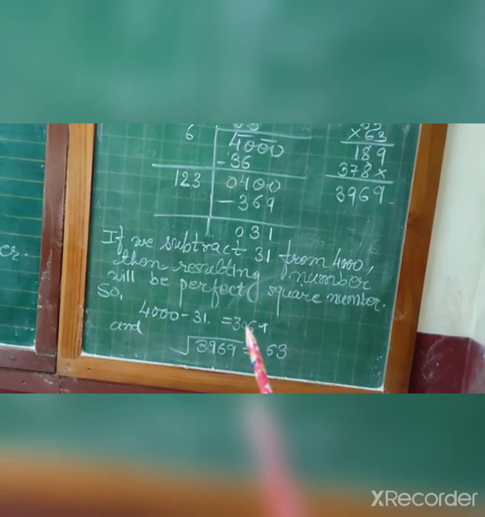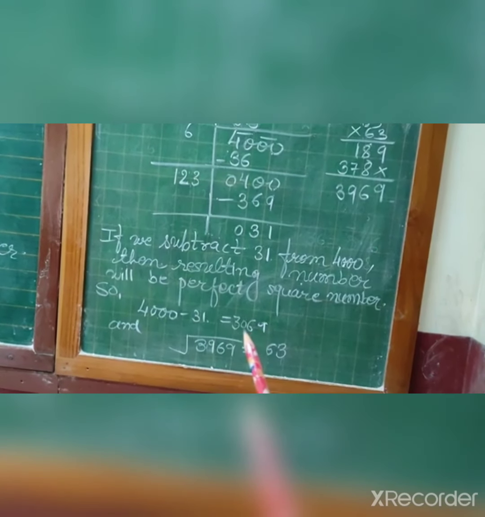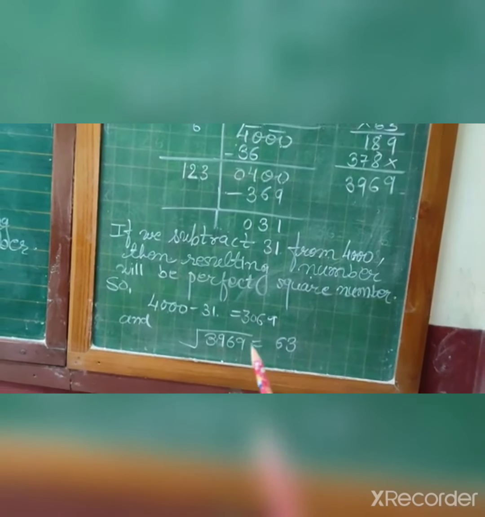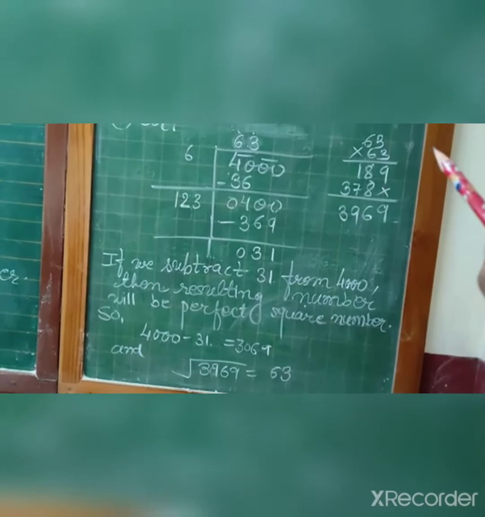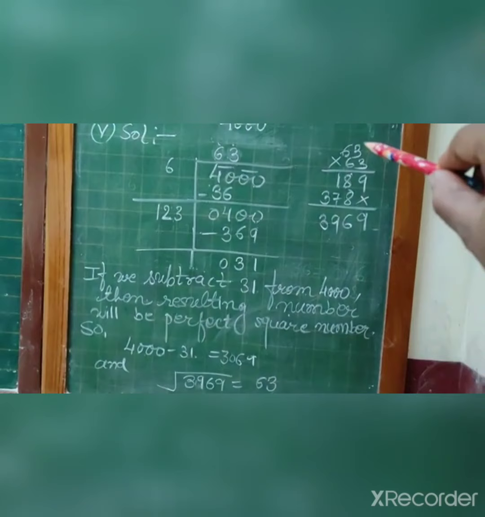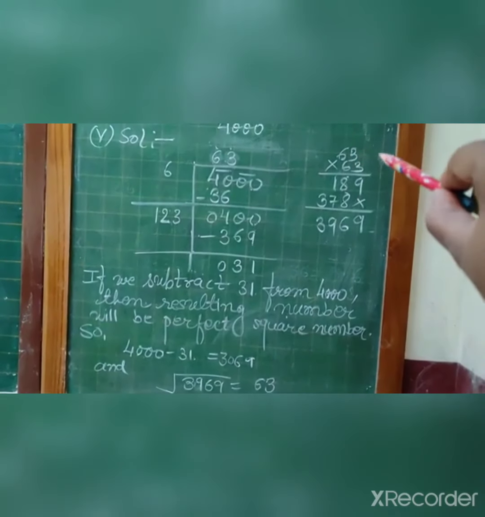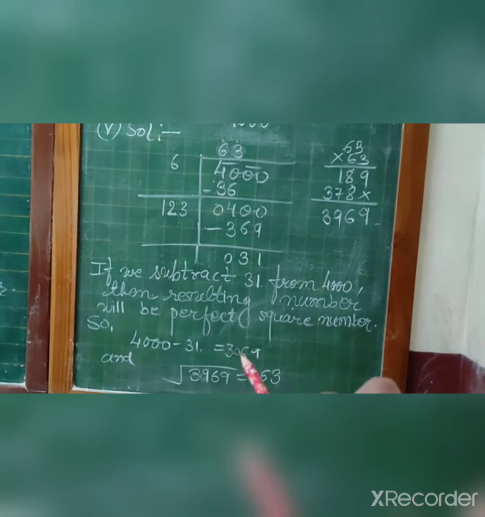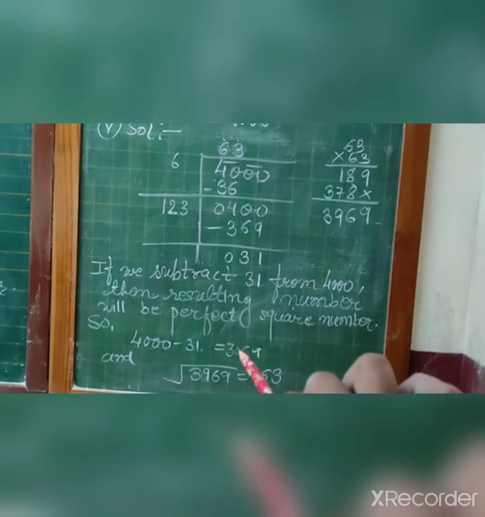9 is there. By mistake I have written 0. See there. So the square root of 3969 is equal to 63. And you can cross-check here: 63 into 63 is 3969. Okay. Make correction here. By mistake I have written 0 here. You will write 9.